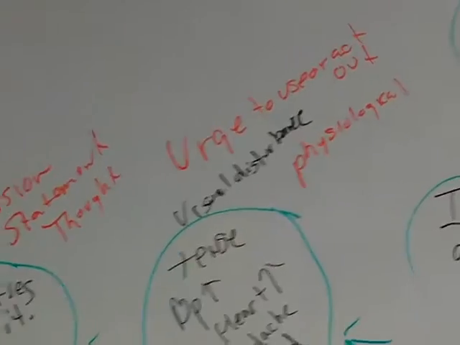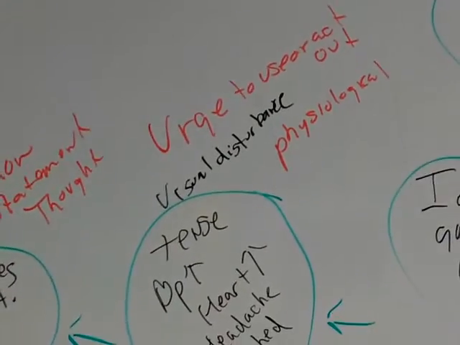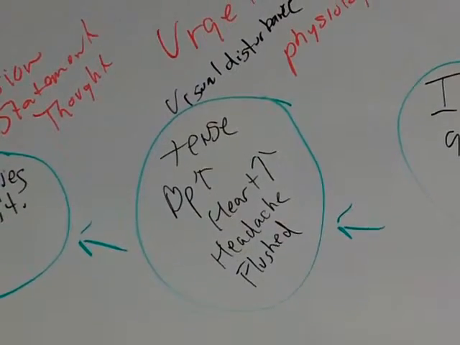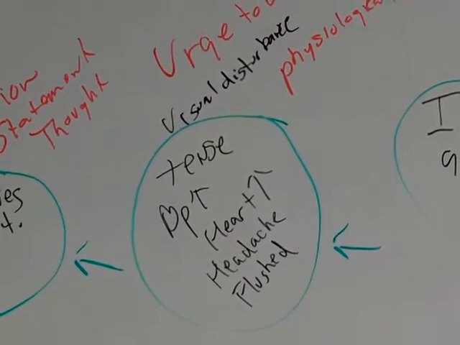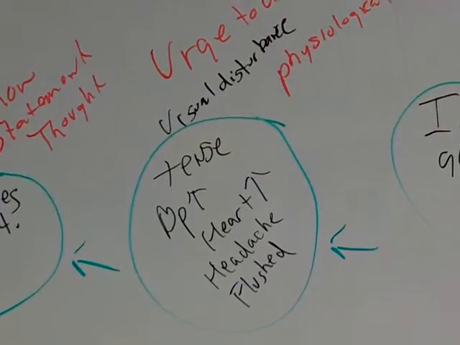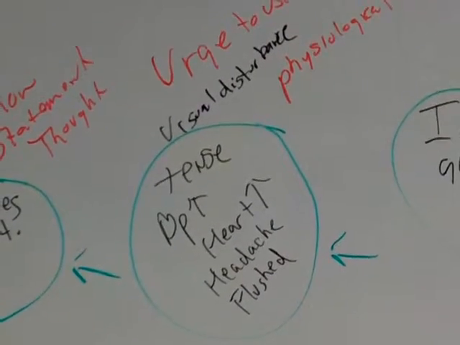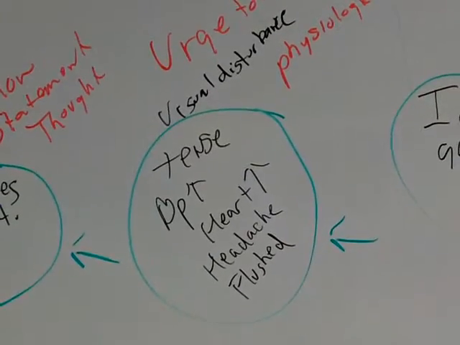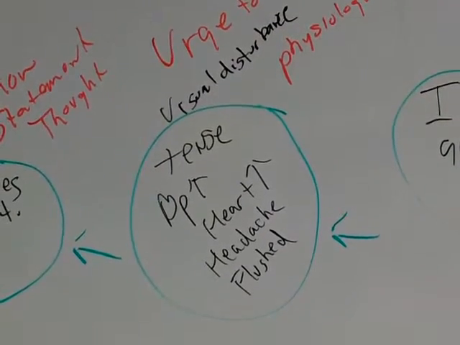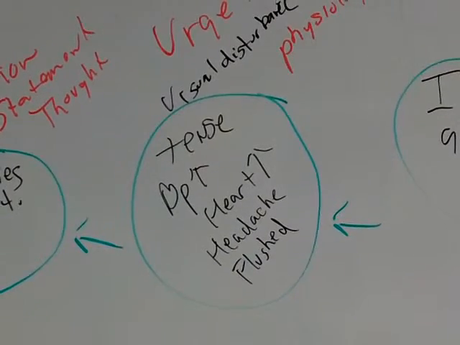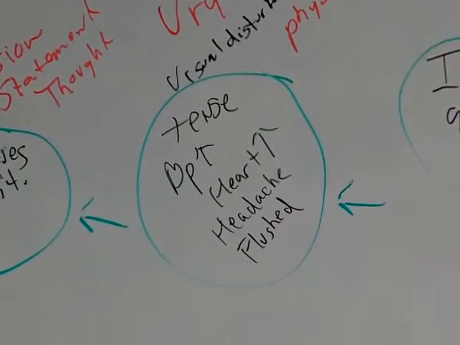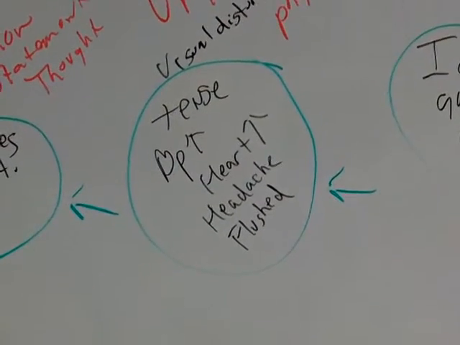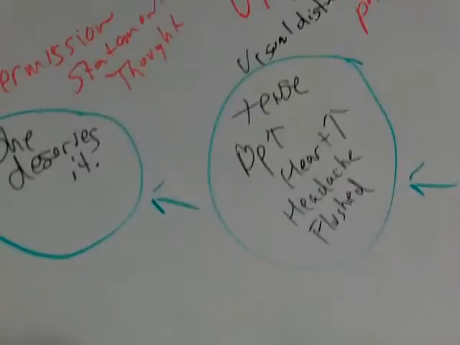Then we go on to the urge to use or act out. And this is your actual physiological, biological response. This is what's going on with your body when you're feeling those emotions, when you're having those thoughts. And in this case, they felt tense, they felt an elevated blood pressure, pulse, and heart rate. They even had a headache and were flushed a little bit in the face, turning red. So this is actually the biological, physiological response, okay?